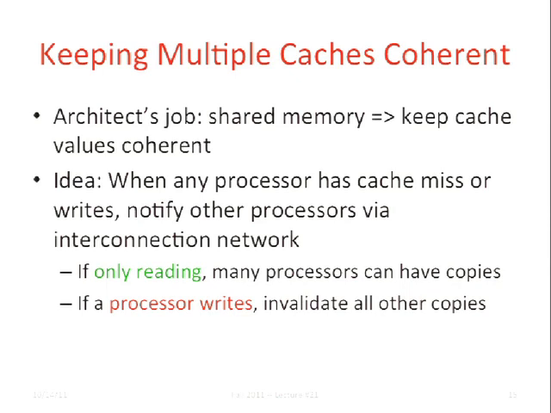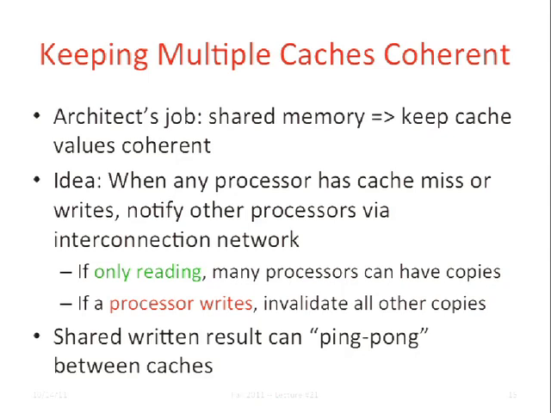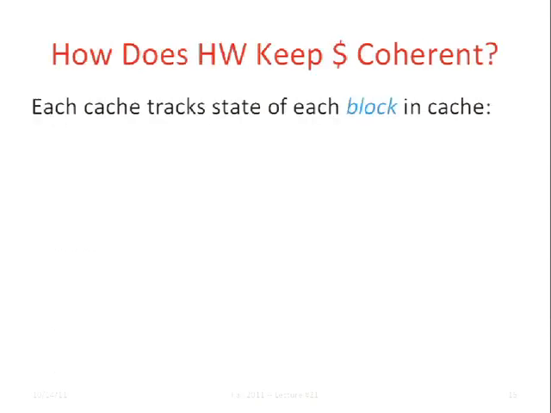As you guys have already figured out, instead of doing invalidation, you could also broadcast the new value. There's a bunch of things you could do. Invalidation turns out to be the thing that most systems implement. And there's another problem, which is, if processor 0 is writing it and processor 2 is writing it, this thing's going to ping-pong back and forth. And to fix that, you have to sort of rewrite your program. Okay? All right, so how's this going to work?